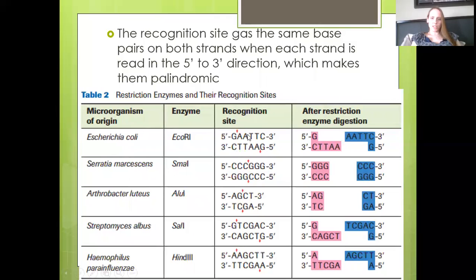Also, just in case you're interested, most of these restriction enzymes are named after the bacteria that we steal them from. So EcoRI is the restriction enzyme from E. coli, for instance.